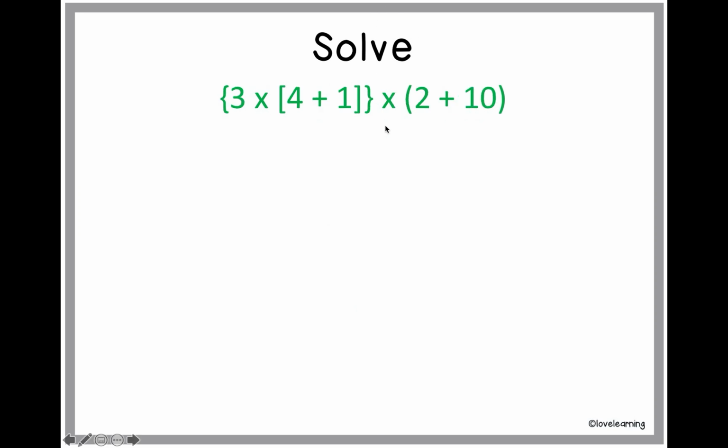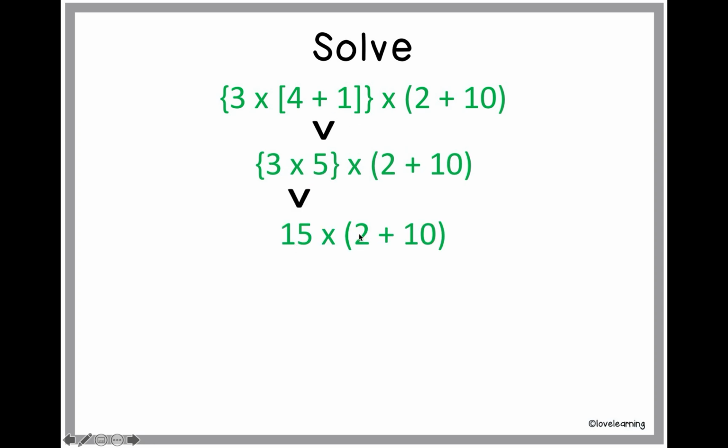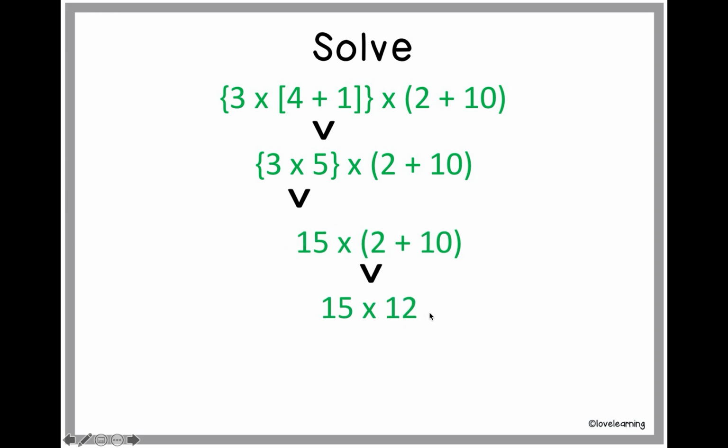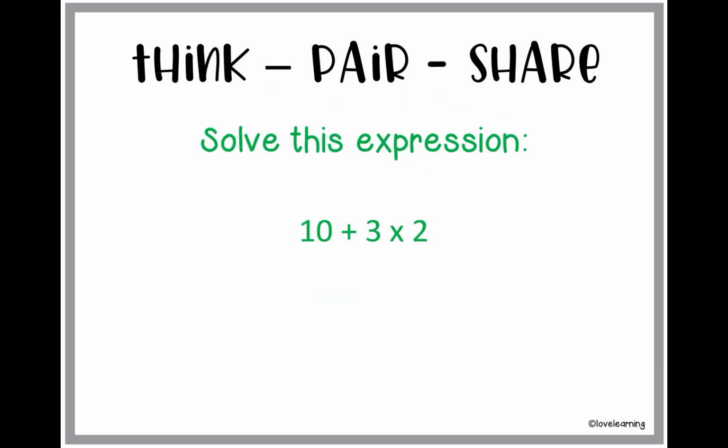Next up. This one is a little different because the parentheses are over here, and then the brackets and the braces are over here. Complete this side and then complete this side, right? Okay. 4 plus 1 makes 5. And then 3 times 5 is 15, times, and then you can do your parentheses. 15 times 12 is 180. Did you get it? Awesome. If you need some extra review of those, let me know.